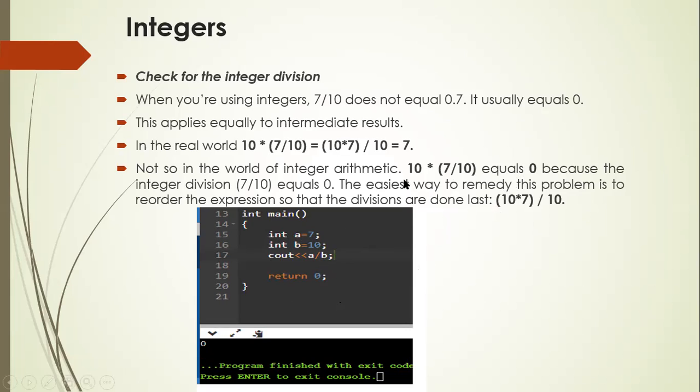So for the solution of this problem, what we are going to do is use the division at the end of arithmetics. Other arithmetics should be done before division, and then we can get the exact, true or correct value.